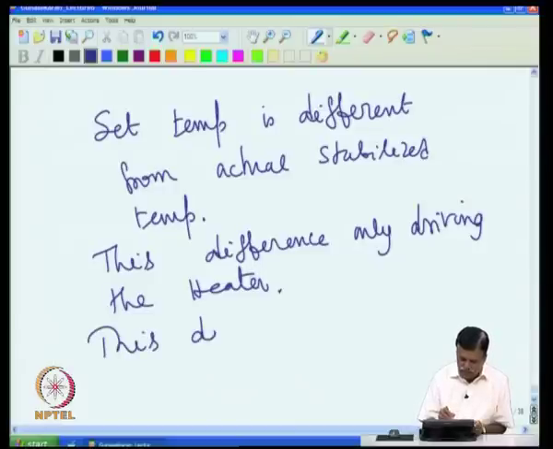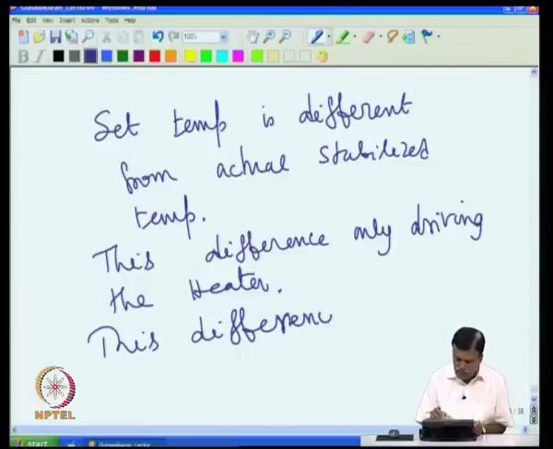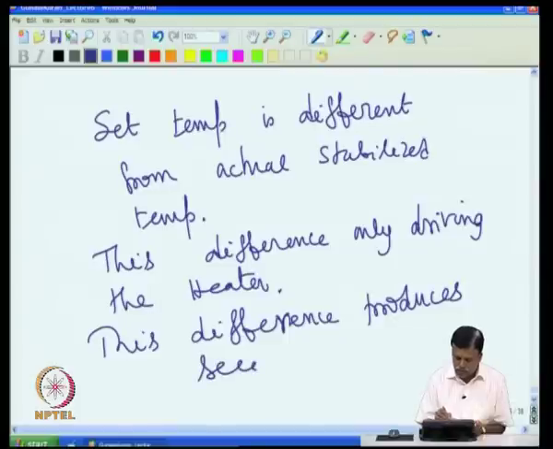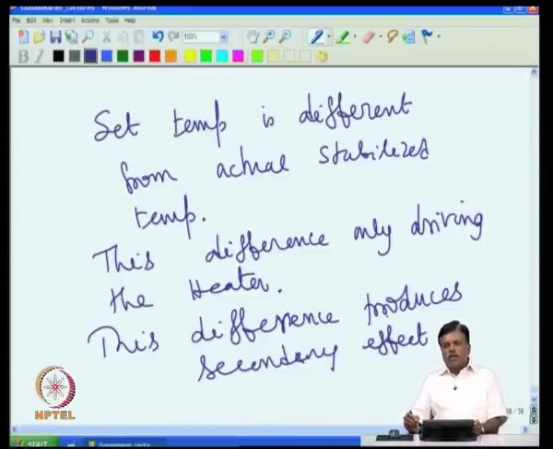This difference produces a secondary effect. What is the secondary effect? And this is a very serious issue, because of this only we got the PID temperature controller and so on. The proportional controller is much better than the on-off controller, because in the on-off controller the heater voltage is switched on or off, whereas in the proportional controller the heater is neither fully on nor fully off, it is in the linear range, but the error only drives the heater voltage.